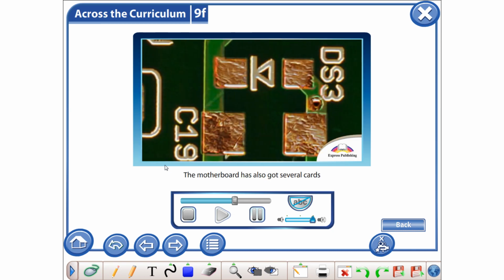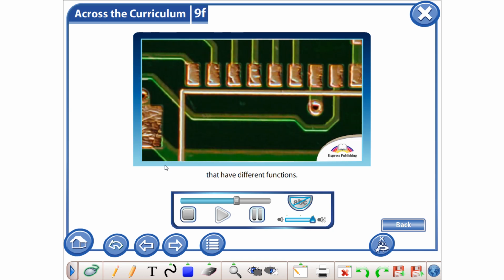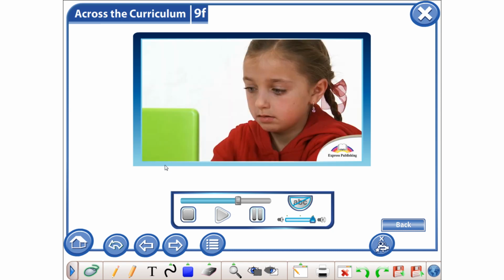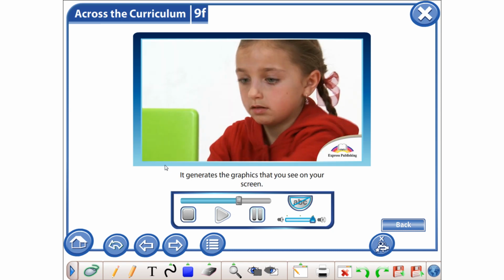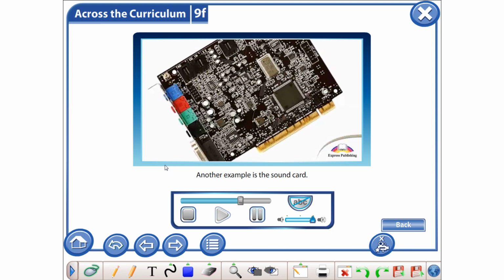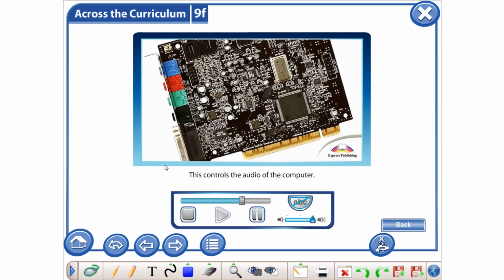The motherboard has also got several cards that have different functions. One example is the video card. It generates the graphics that you see on your screen. Another example is the sound card. This controls the audio of the computer.